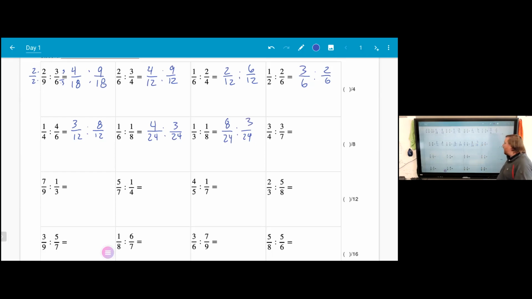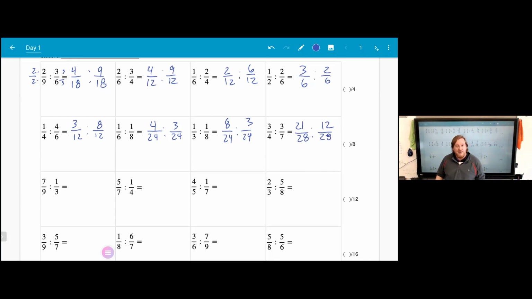The last one I'm going to do here is 4 and 7. What do you say? Do you agree? 28. 28 is my lowest common denominator, my least common denominator. So how do I get from 4 to 28? I multiply by 7. 3 times 7 is 21. How do I get from 7 to 28? Multiply by 4. I'm going to have 12/28.